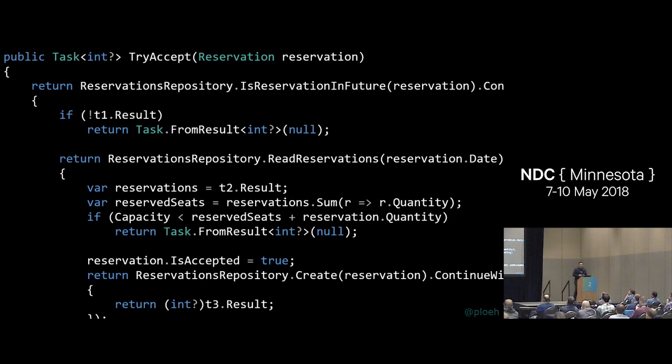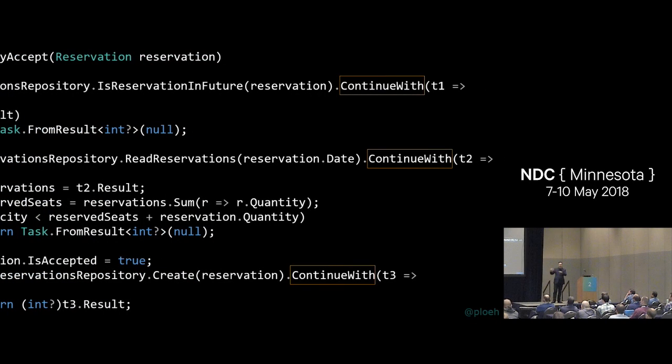So what you would need to do is you would say, well, okay, let's call is reservation in future with the reservation. Now that's going to return a task of bool. So that's not what we want. We want a task of nullable int. So we can't really move on until that task has completed processing. So what you need to do is call a method called continue with, and you can see it happens three times here. And continue with, the idea here is that you now have to supply a code block that tells your code what happens when that task has completed.